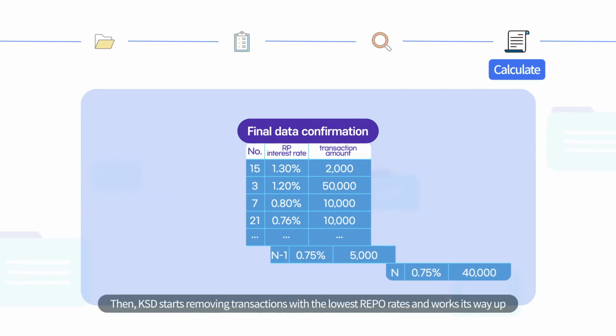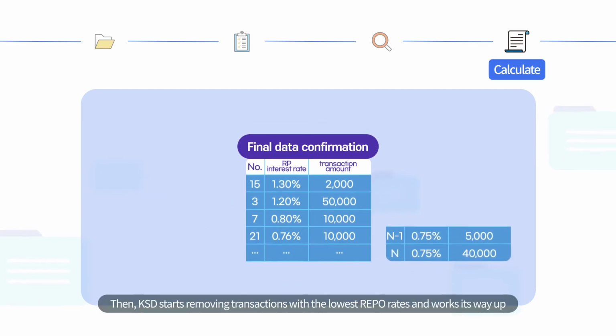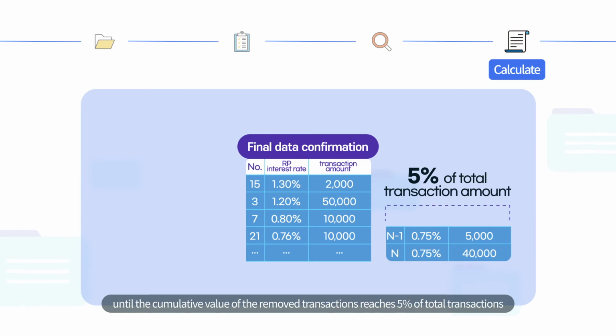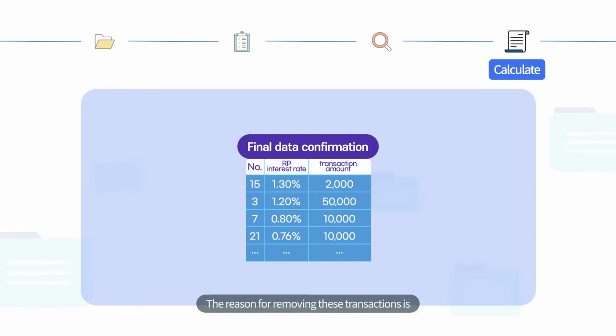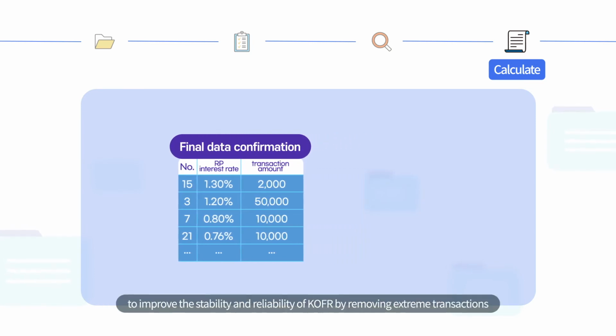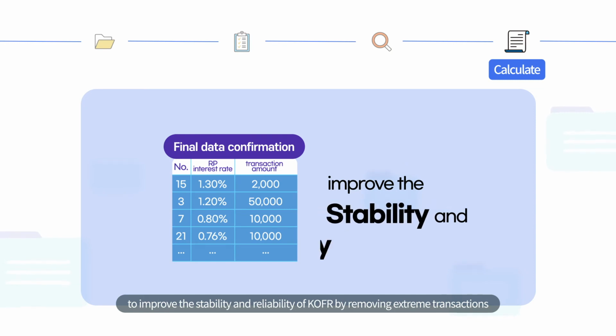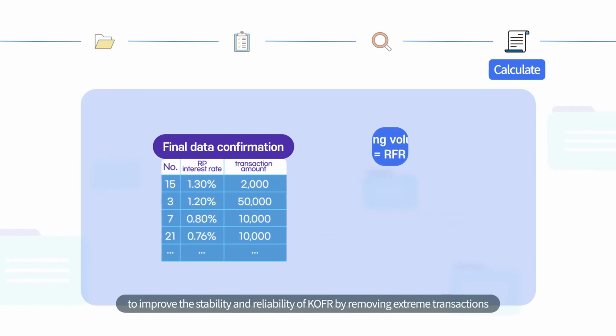Then, KSD starts removing transactions with the lowest repo rates and works its way up until the cumulative value of the removed transactions reaches 5% of total transactions. The reason for removing these transactions is to improve the stability and reliability of KOFR by removing extreme transactions.